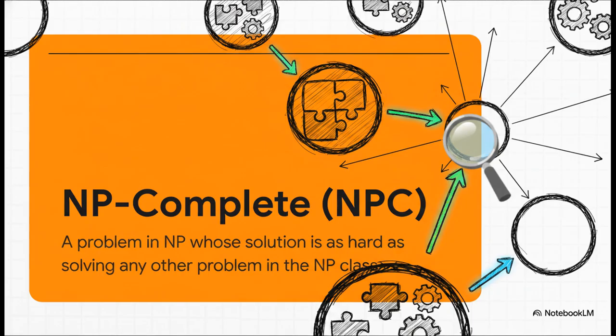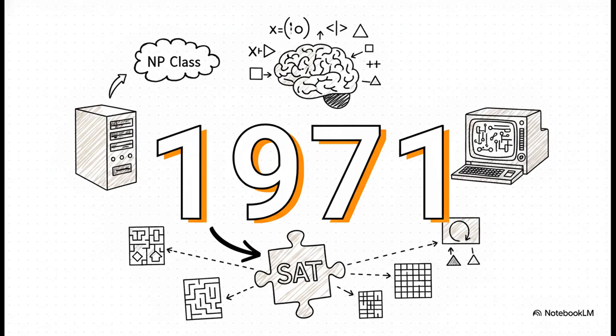If you figure out a fast polynomial time algorithm for just one single NP-complete problem, you haven't just solved that one problem, you have essentially solved them all. Let's do a little time travel back to the year 1971. This is a truly monumental year in computer science because a researcher named Stephen Cook proved something astonishing. He proved that a specific logic puzzle, known as SAT, or Boolean satisfiability, was the very first NP-complete problem. He mathematically demonstrated that every single problem in the NP class could be cleanly translated into a SAT problem.